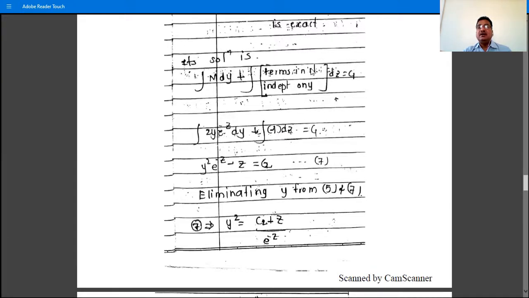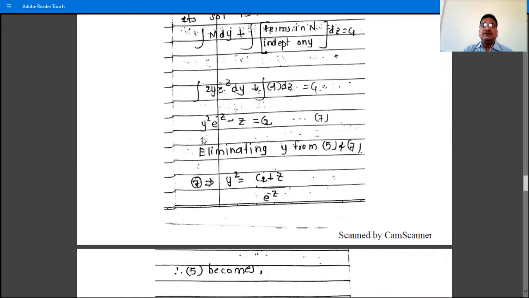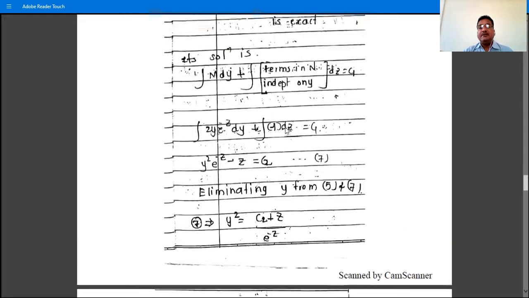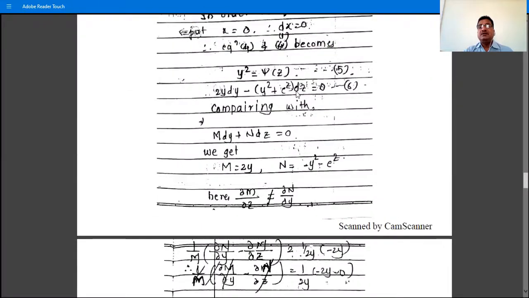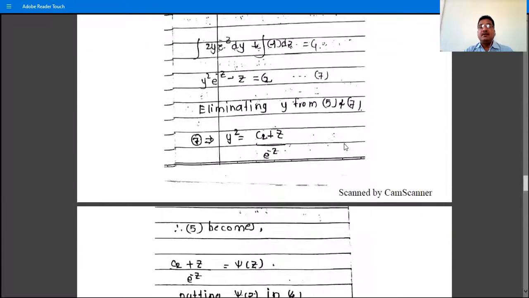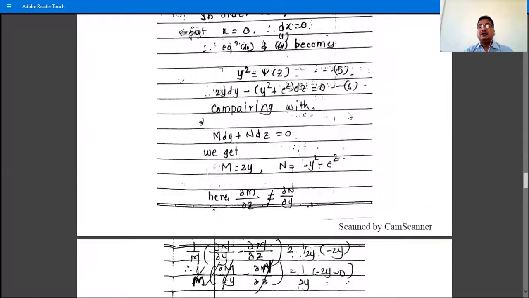So the term in N independent of y is minus 1, and then its integration is minus z. The integration of e^(−z) is now constant, and the integration of 2y is y², because 2y²/2 means y², the 2 gets cancelled. So e^(−z) y² minus z is equal to c2. This is equation number 7, and this is the solution of equation number 6. Okay.